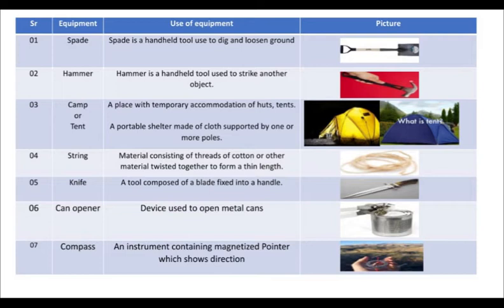The second one is hammer. Hammer. It is used to strike something, like to hit the nail, to strike the nail. And the third one is camp and tent. They both are similar, but there is a minor difference. Camp is something with temporary accommodation of huts or tents. Temporary means that it is not permanent, that it is for some short time or period. And the tent is something that we can take anywhere. It's a portable shelter.